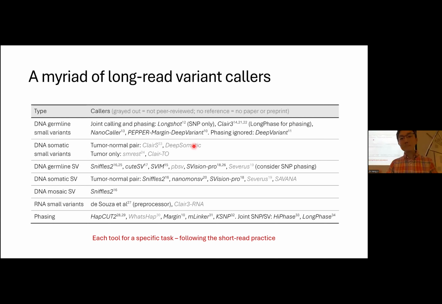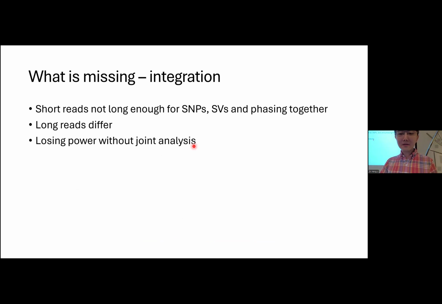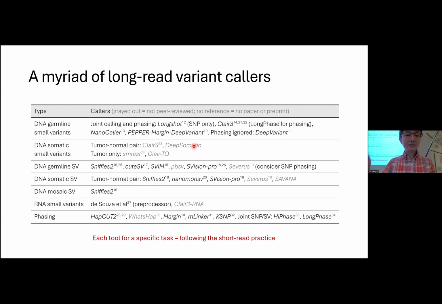Okay, this is not a new problem. There have already been a lot of long-read variant callers, doing genome alignment and calling structural variants and small variants, and there are also de novo assembly tools. So why do we need a new one? The problem is that we have lots of them, but what's missing is the integration.